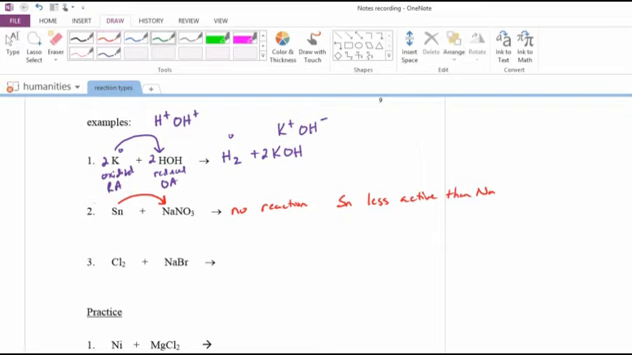Now here we have a halogen. Chlorine's a halogen, so it's going to replace the other halogen. Chlorine is higher in the periodic table than bromine, so it will do the replacing. So now bromine is all alone, which means it's got a 2. And now sodium with its plus 1 and chloride with its minus 1 are together.